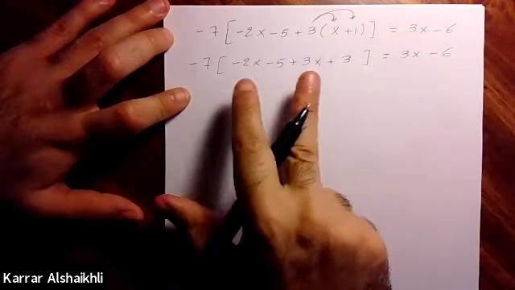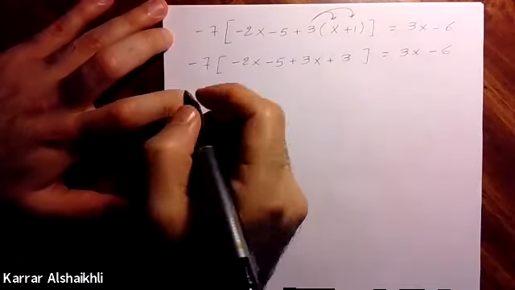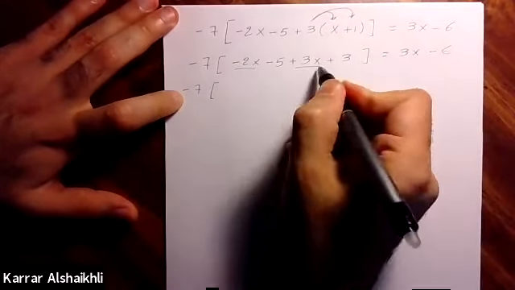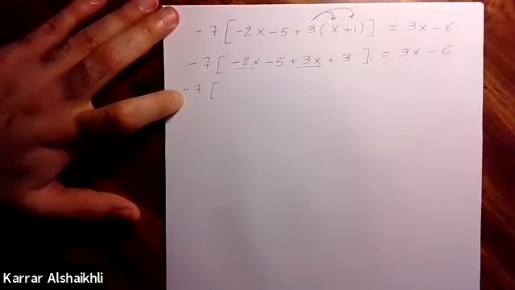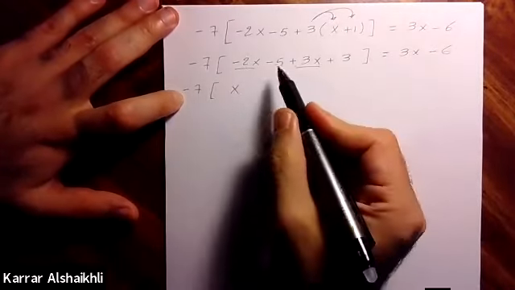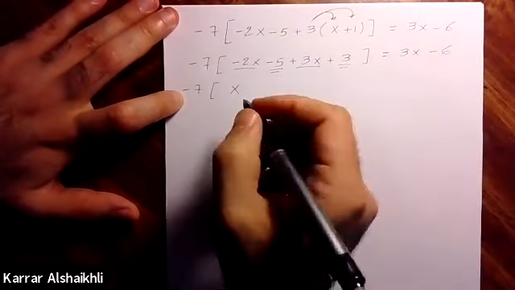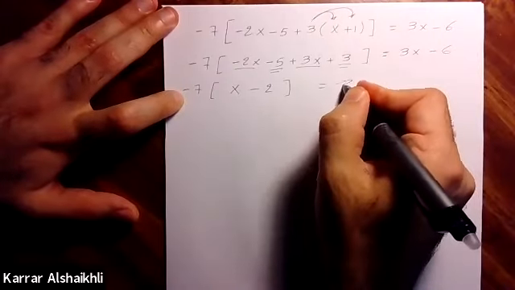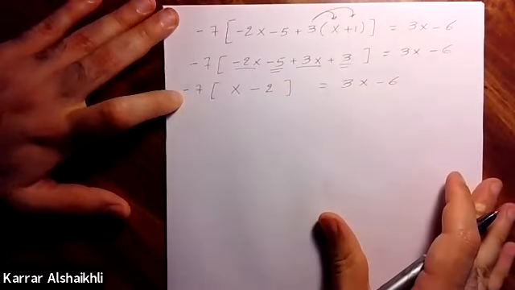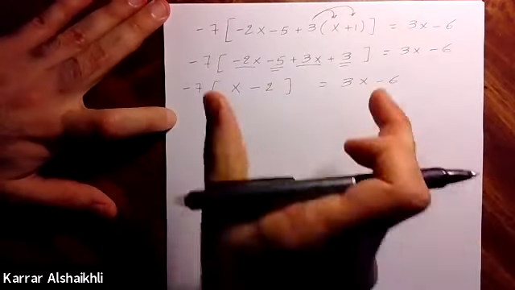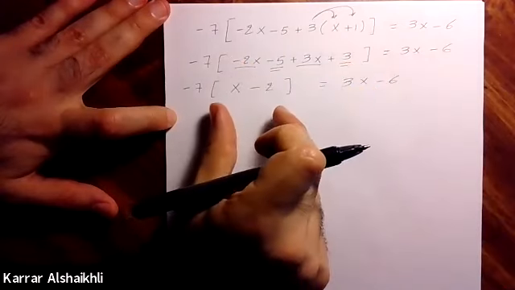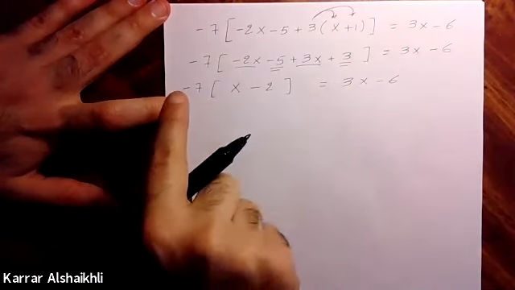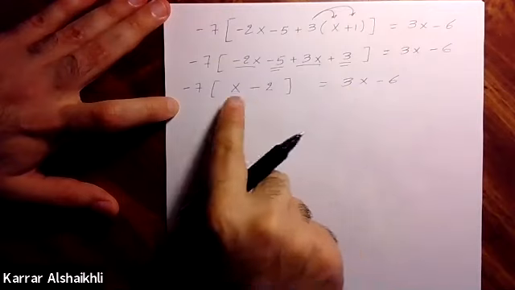The next step, I'm going to combine the like terms inside the bracket. So here is negative 7. This one is similar to this one. So negative 2x plus 3x is going to be just x, 1x. Negative 5 plus 3 is going to be minus 2. Close the bracket, equal the other side is 3x minus 6. Then next step, I simplified everything inside the bracket to 2 unlike terms.